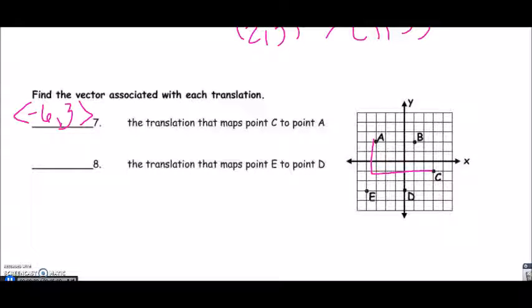Going from E to D, it looks like we're going to go to the right 1, 2, 3, 4. And so for my vector, using the symbols, right 4 is going to be a +4. I did not go up, I did not go down, so my Y change is a 0, and so <4, 0> is going to be your vector.